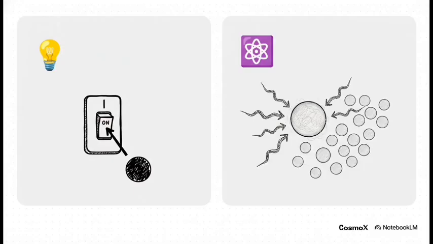And the difference here is just profound. A classical bit holds one piece of information at a time. A qubit, because of superposition, can hold and process countless possibilities all at once. It's not just a simple upgrade, it's a whole new language for information.